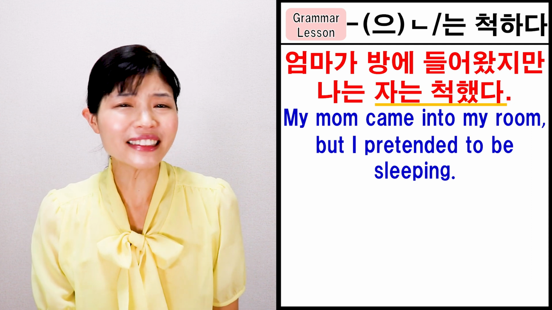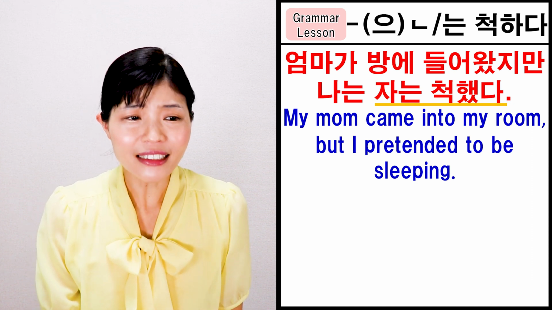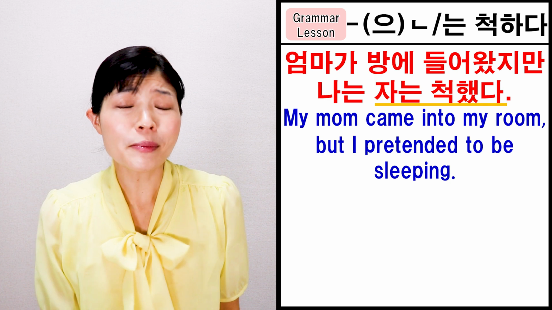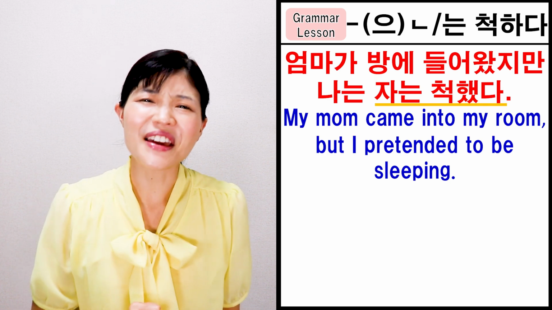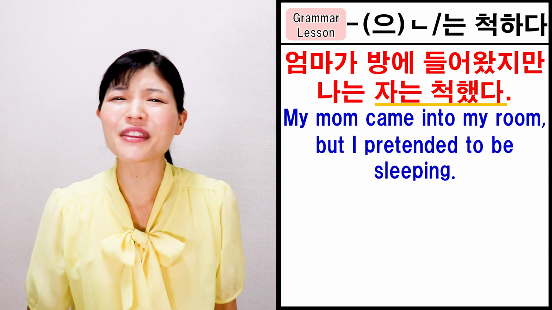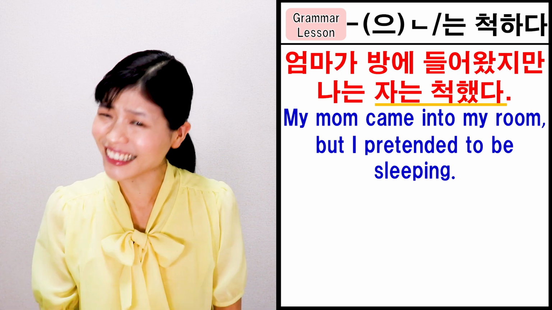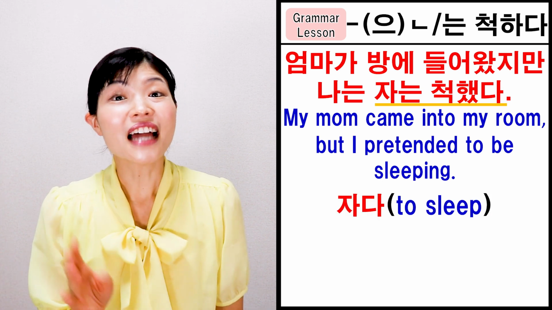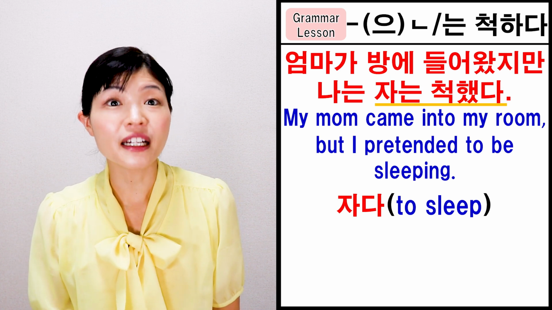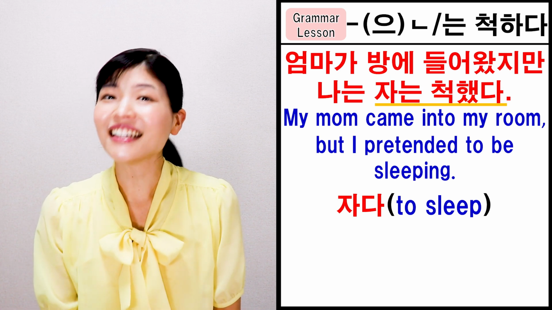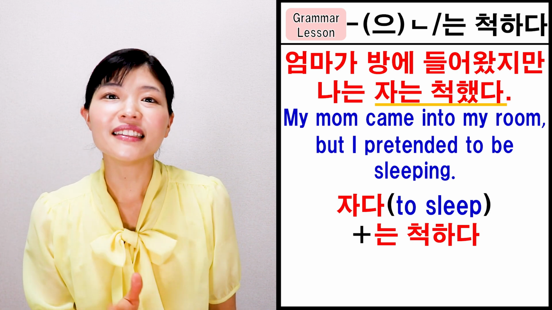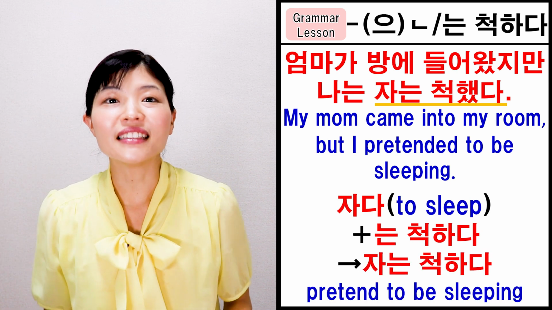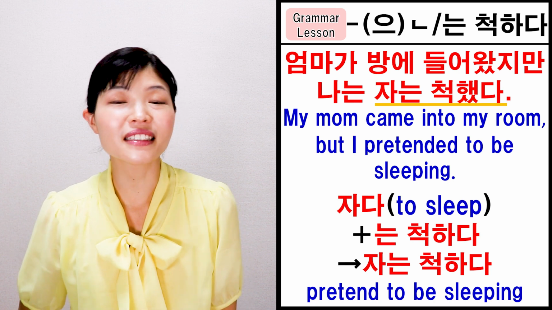엄마가 방에 들어왔지만 나는 자는 척했다. My mom came into my room, but I pretended to be sleeping. Don't you think this sentence sounds like something teenagers would say? Yes? Here, 자다, to sleep, is a verb. So what do you have to add? 는 척하다. Yes! So you add 는 척하다 to make 자는 척하다, pretend to be sleeping.